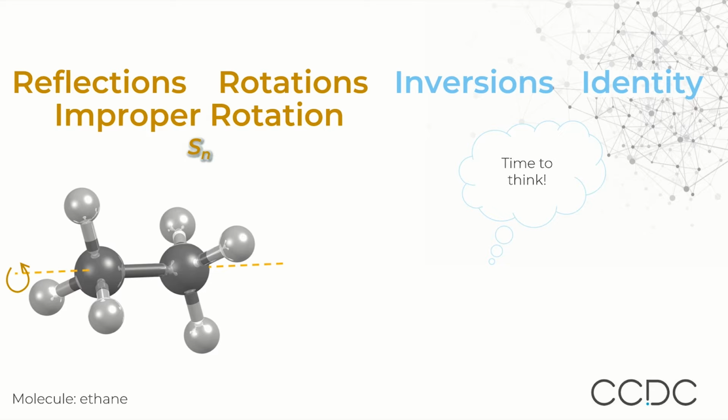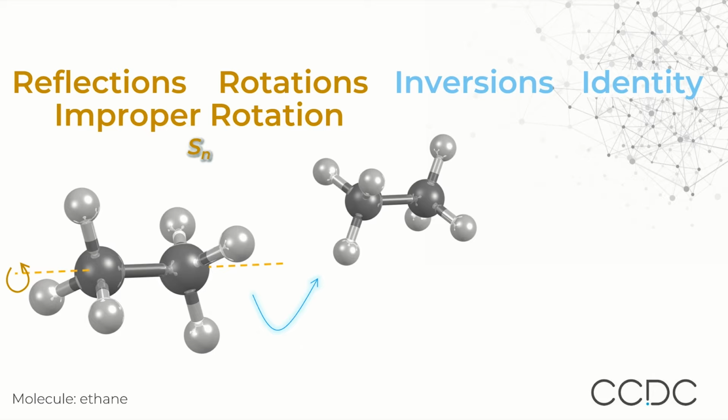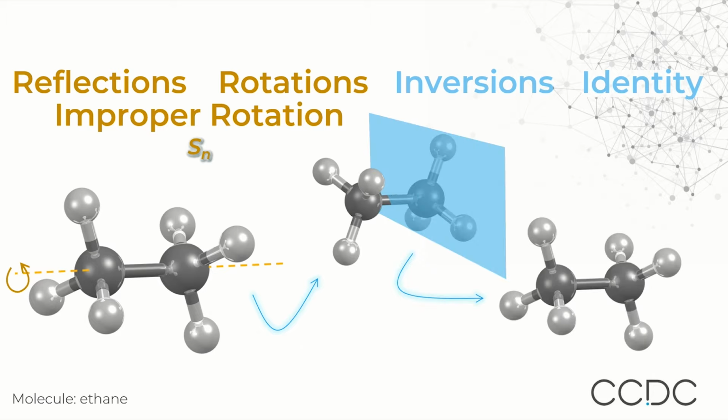The S6 is made from a rotation of 60 degrees, which looks like this, followed by a reflection in the plane perpendicular to our axis, shown in blue. We can see that we need the reflection to get back our original orientation, because if we stopped after the rotation, it would not look the same. The proper rotation doesn't need this extra reflection step, because we would rotate by 120 degrees in the first place to return to our original structure.